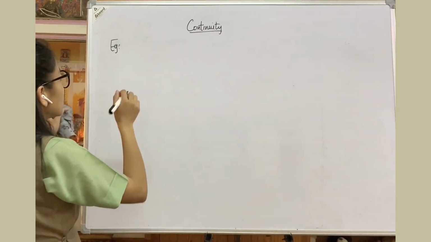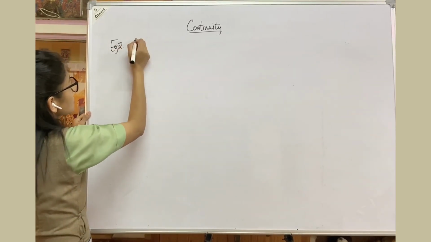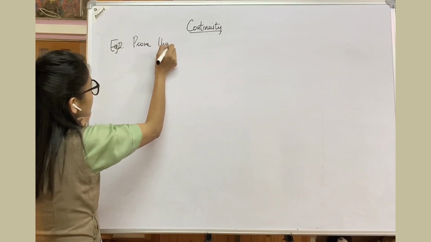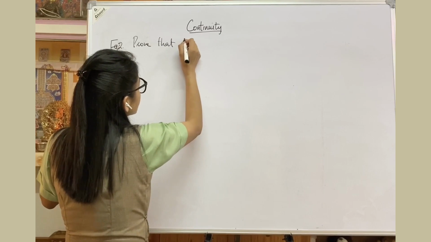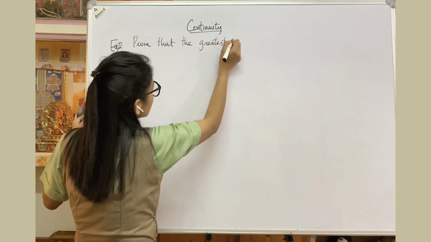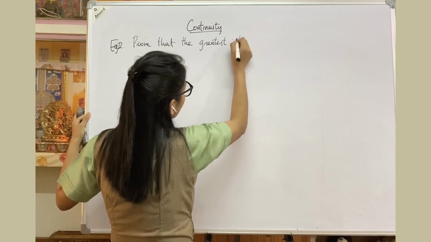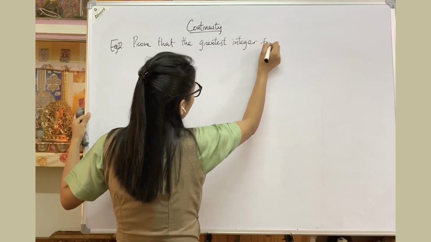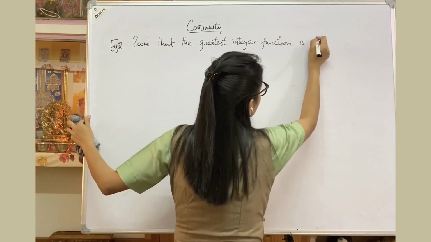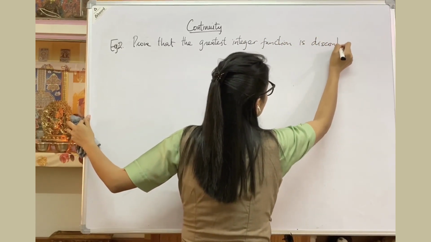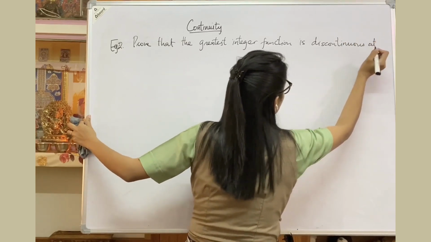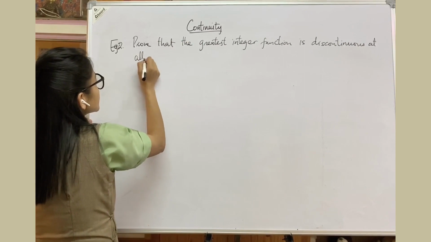Now we will take one more example, example 2. I will give you this question: Prove that the greatest integer function is discontinuous at all integral points.